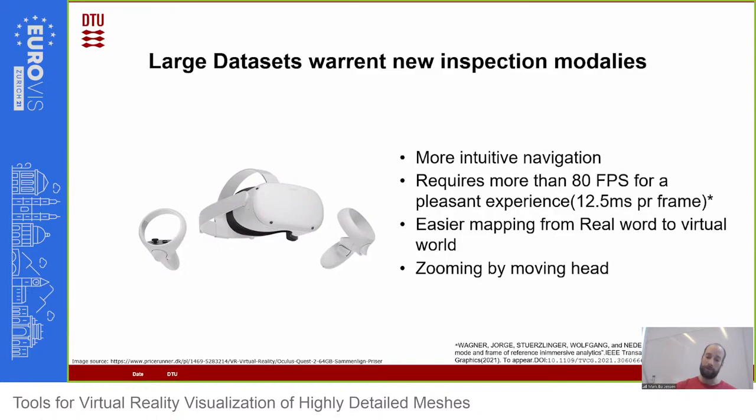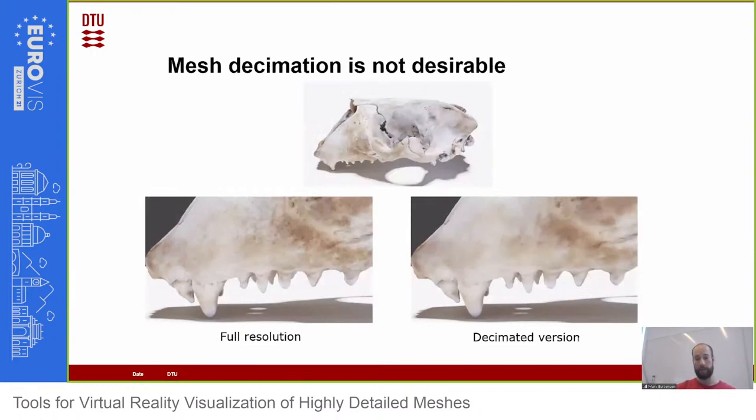If we have low performance or a lot of variance in the frame rate, then we will end up making people cybersick. And that is not really ideal, because then they won't get a lot out of the inspection. So how do we mitigate this?